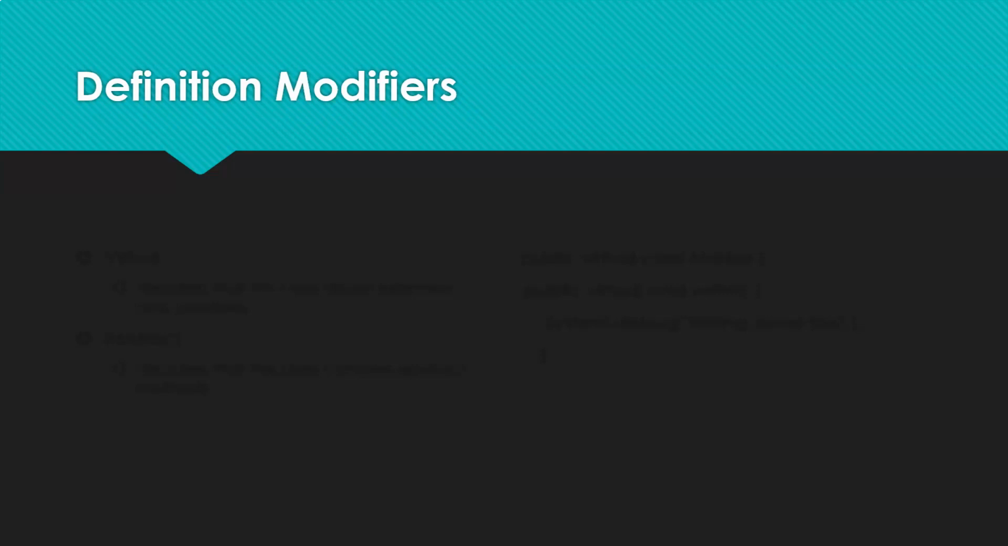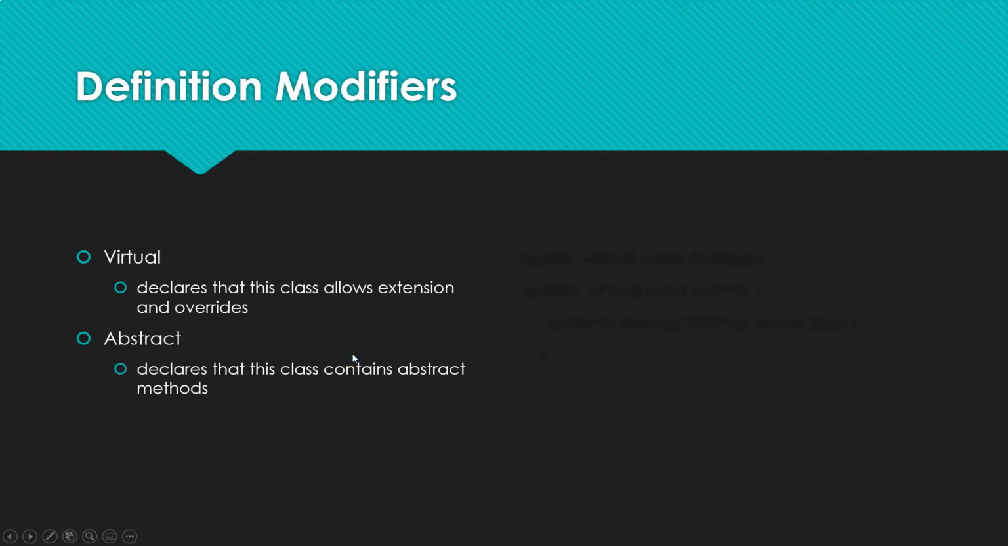Now, the definition modifier is optional, and they're used to extend other classes. So they're used for implements, interfaces, any type of inheritance or polymorphism. And there's two types of definition modifiers. There's the virtual definition modifier, which declares that this class allows extension and overrides. And then there's the abstract definition modifier, which declares that the class, the abstract class, contains abstract methods. And we'll go over how this is implemented in later slides.